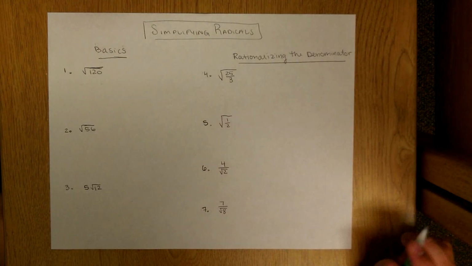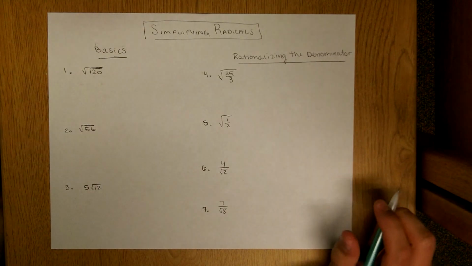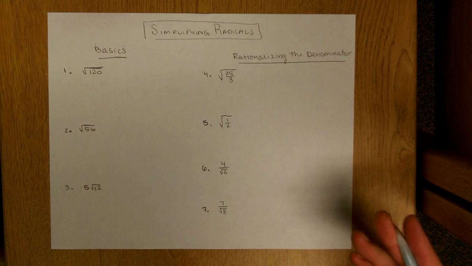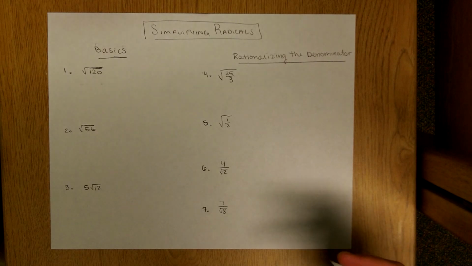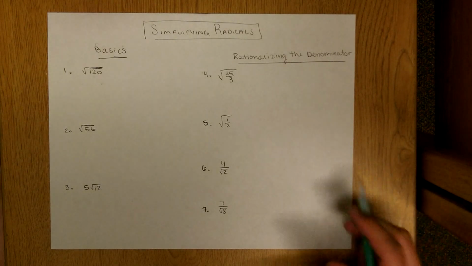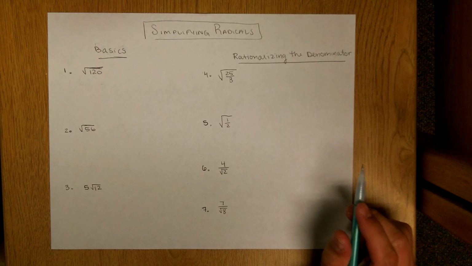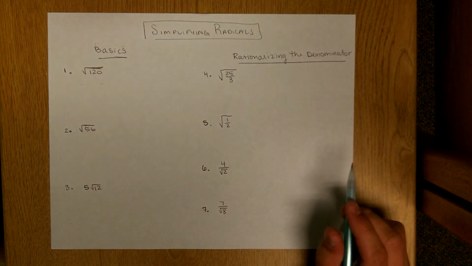Alright, this is a quick lesson on simplifying radicals. We're going to do some basic things with plain old square roots that you've probably seen and know how to do with the factor tree, and then we're going to look into rationalizing the denominator, which you still should have done, but we're going to do a review on it.